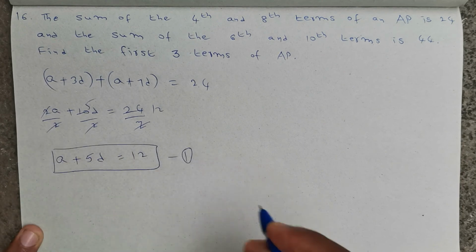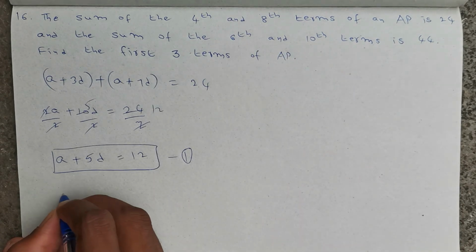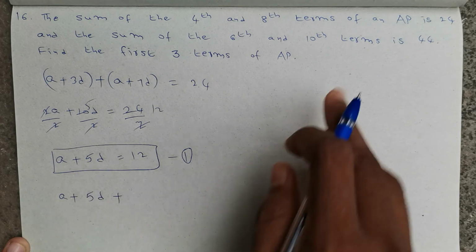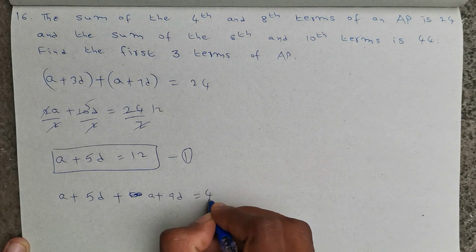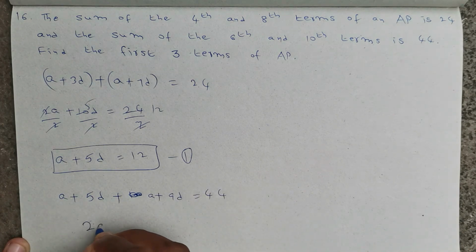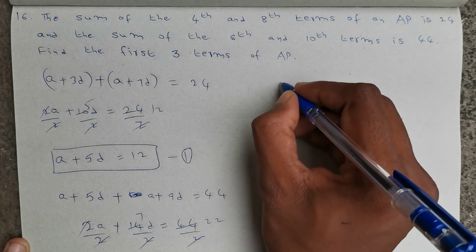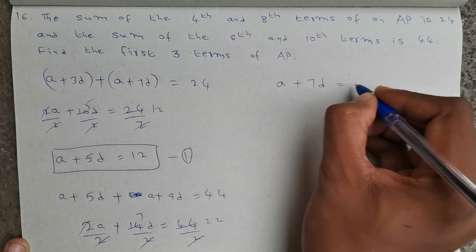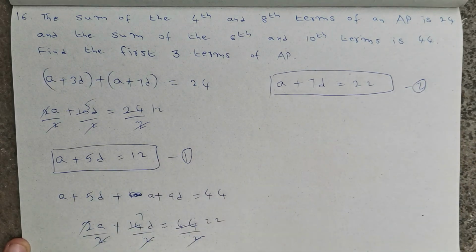This is equation 1. Next, the sum of the 6th and 10th terms. The 6th term a plus 5d plus the 10th term a plus 9d is equal to 44. A plus a is 2a, plus 9d plus 5d is 14d, equal to 44. Here also, every term I will divide by 2. 2 cancels, 2 ones are 2, 2 sevens are 14, 2 twenty-twos are 44. So we will get the equation a plus 7d is equal to 22. This is equation 2.